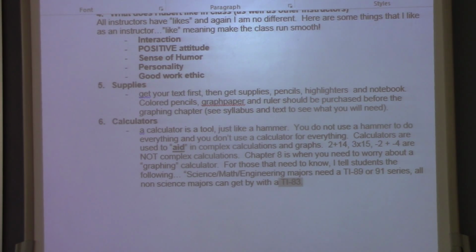Yes, sir? I'm sorry to interrupt. That's all right. My father got me this TI Inspire, and it works. The only issue is I think there's a software issue with the sine, cosine. That's fine. You don't need that in here. All you're going to need in here is your probability functions, which are under math. So go under math and probability, and that's what you're going to use.